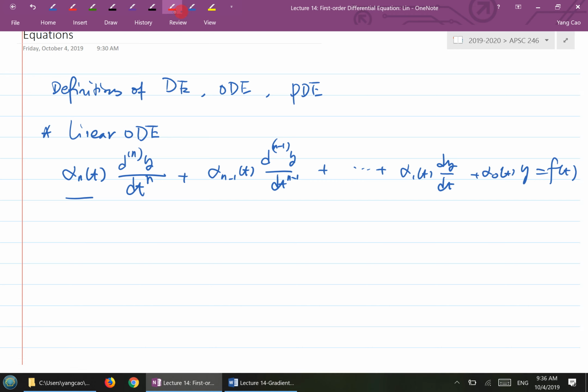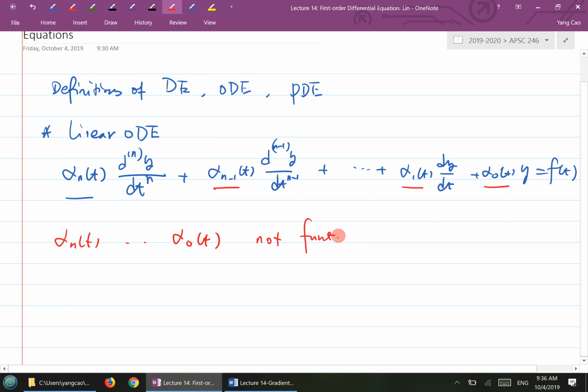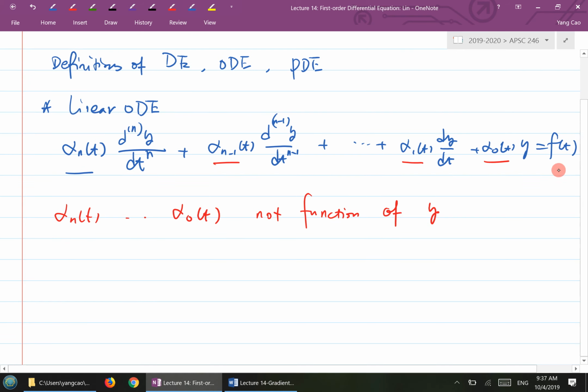So these coefficients here, for each one of the terms. First of all, you can see alpha n to alpha naught, they're functions of t. They're not a function of this unknown function y. They're not a function of y. That's very important, because if they are a function of y, then this is not a linear ODE basically. But they can be functions of t, and that is fine.